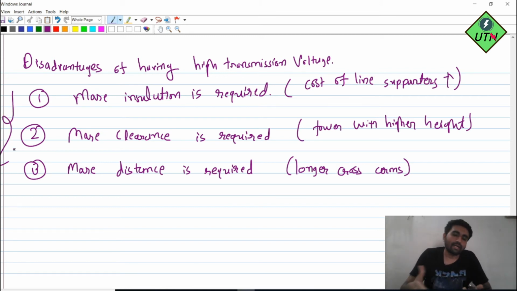Of course, there are corona, proximity effect and other things that we will discuss, right? But for particular extra high voltages, these are the direct disadvantages that we will have in our system. So the question of why we are transmitting the power at high voltage has been answered, and in that we have also discussed the advantages and the disadvantages that we will have.